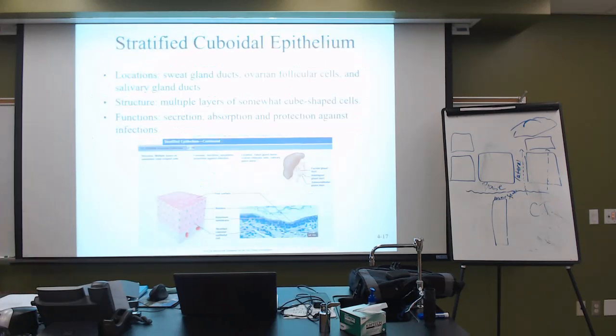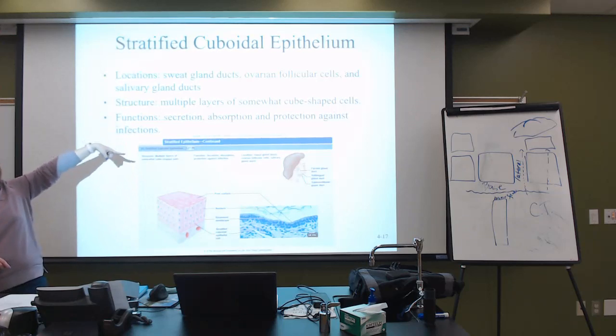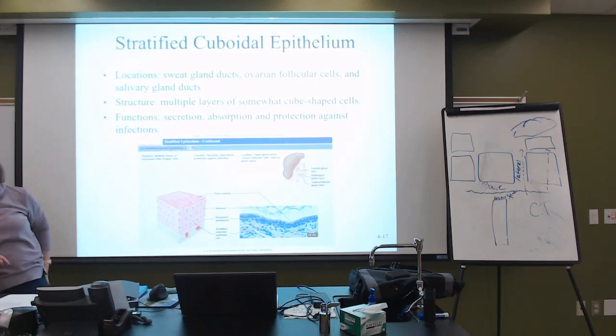Stratified cuboidal. Not very prominent in the body. You find it in the ducts of the sweat glands, ovarian follicular cells, salivary gland ducts. So they are not very prominent in the body. Multiple layers of the cube shapes. Good for secretion, absorption, protection against infections.